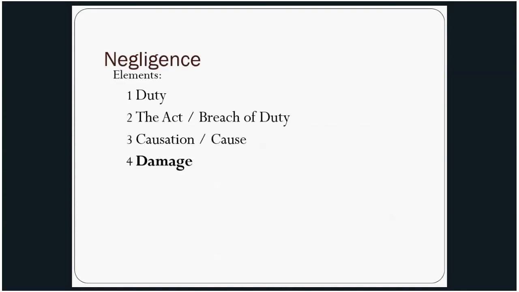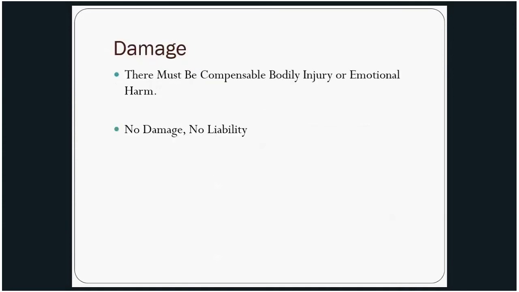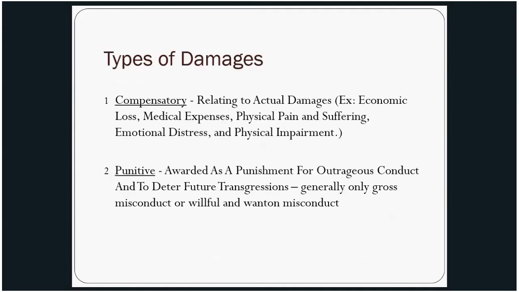Duty, breach, cause, harm: injury, damage. There must be a compensable bodily injury, emotional injury, or injury to property. No damage, no liability. No harm, no injury, no liability. We look at two different types of damages. Compensatory damages are related to actual damages: economic loss, medical expenses, pain and suffering, emotional distress, injury to property, physical impairment.